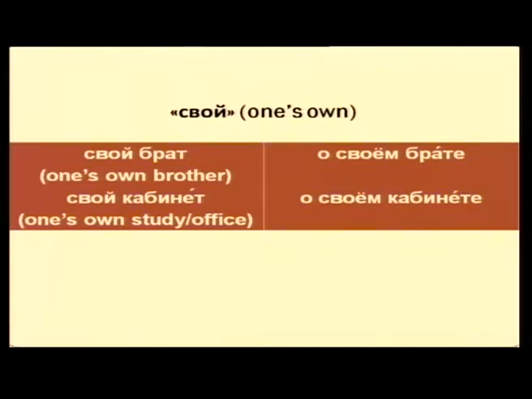Let's now go to the next section as we have been talking about the usage of свой. Please pay attention to the slide. Here свой has been used as one's own. Accordingly, we have used certain examples like свой брат, which means one's own brother, and свой кабинет, which means one's own study or office. As you already know, in this series we have been using the sequence of кто and что. That is why the first one belongs to кто, and the noun has been used as брат.